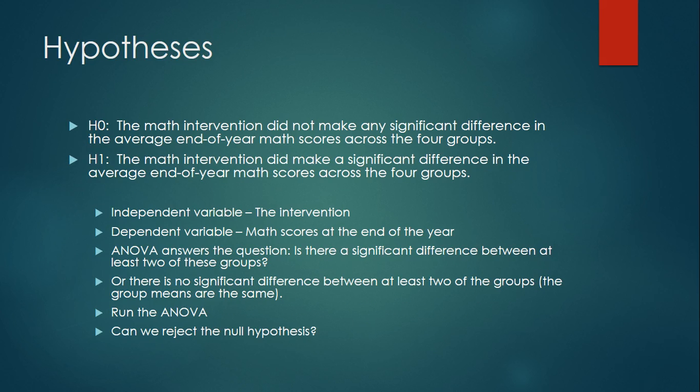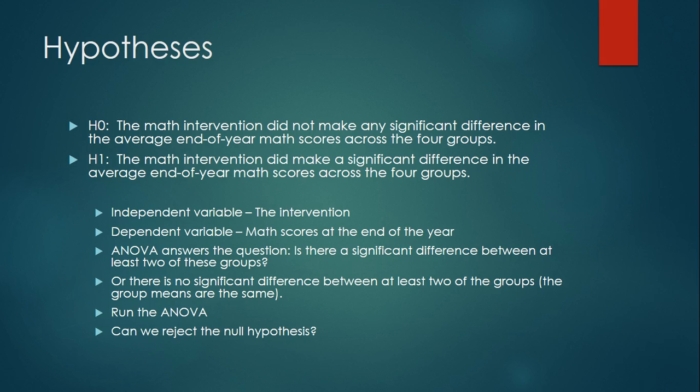So our hypothesis, our null hypothesis I should say, is that the math intervention did not make any significant difference in the average end-of-year math scores across the four groups. Our research hypothesis is that it did. The math intervention did make a significant difference in the average end-of-year math scores across the four groups.